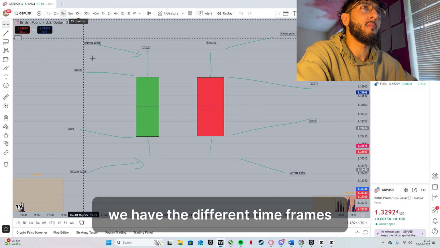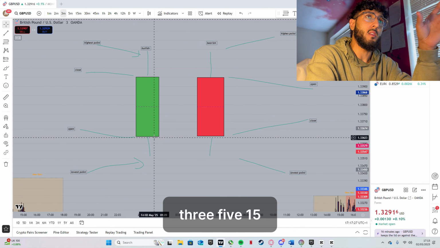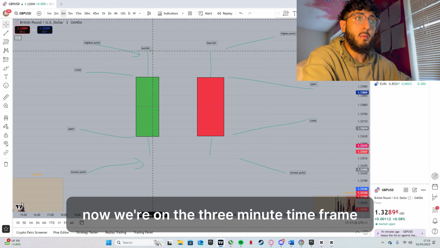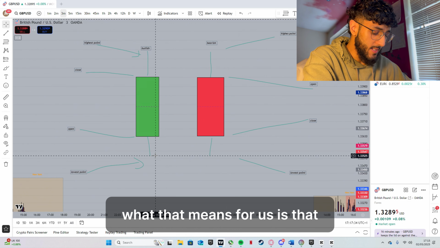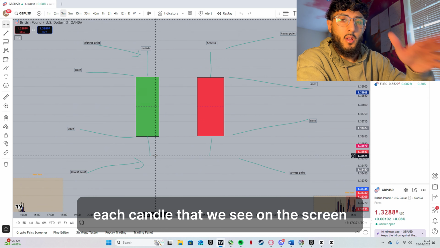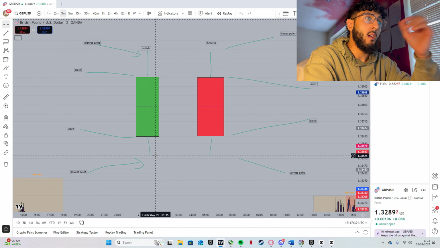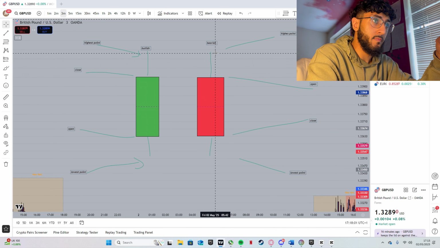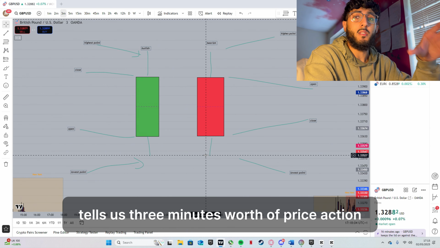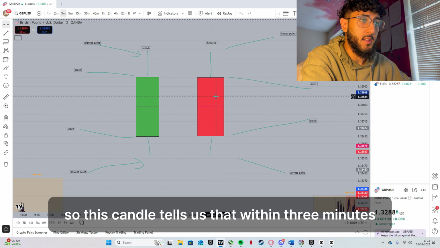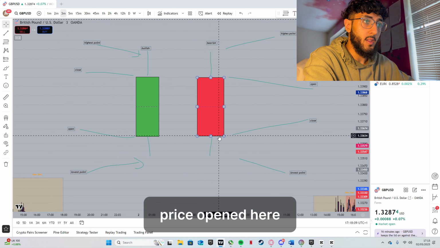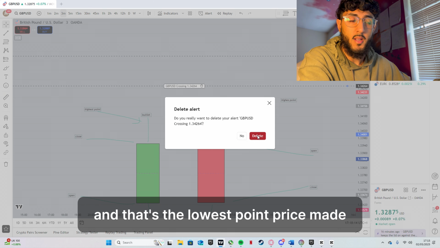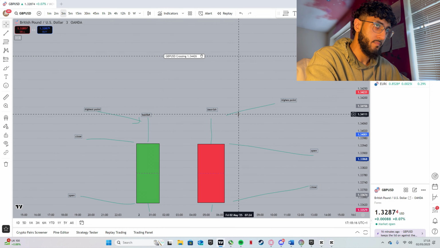Anyway, we have the different time frames there. 1, 2, 3, 5, 15. We have loads of time frames up here at the top. Now, we're on the 3-minute time frame. What that means for us is that each candle that we see on the screen, I think I got it. Yeah, I got it. Each candle that we see on the screen tells us 3 minutes worth of price action. So this candle tells us that within 3 minutes, price opened here, it closed there, and also within that 3 minutes, that's the highest price. That's the highest point price made, and that's the lowest point price made.